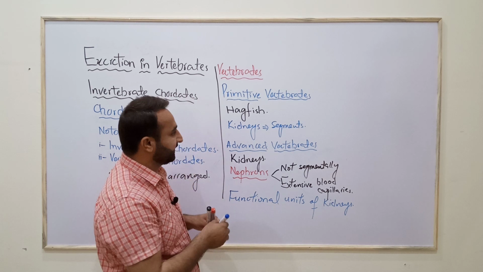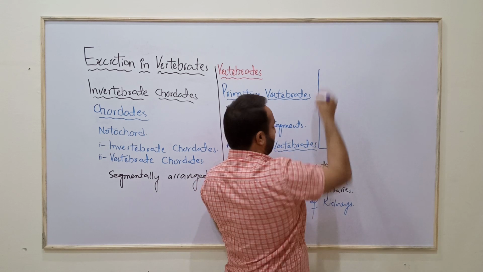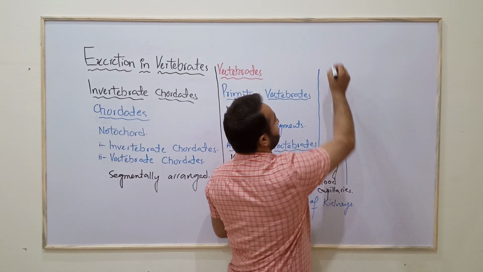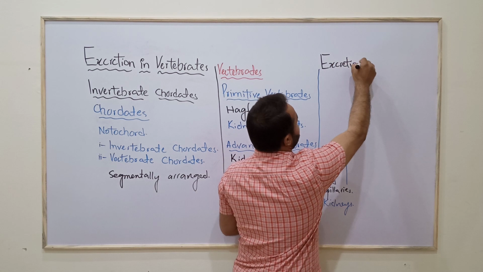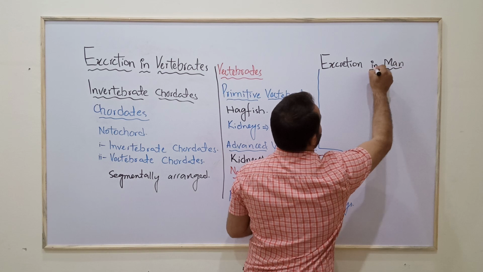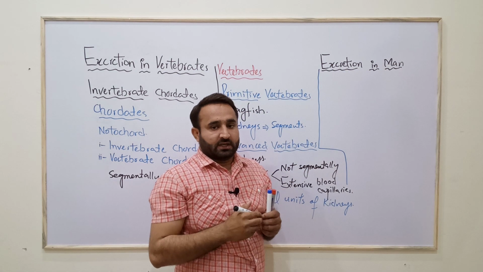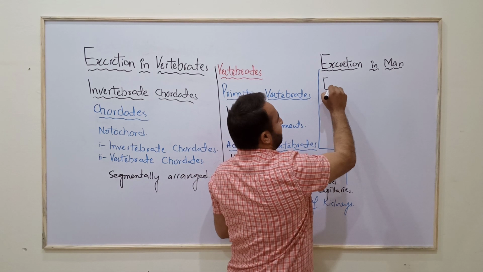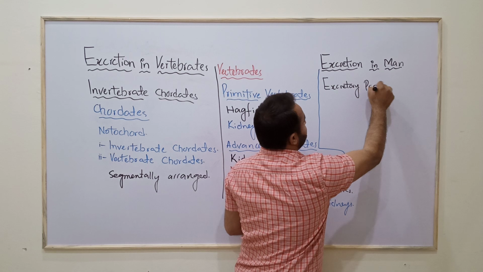So the next topic is, what are the excretory products in man? Rather, we are going to discuss excretion in a vertebrate animal, the man, the human being. In excretion in man, first we learn what the excretory products in man are.